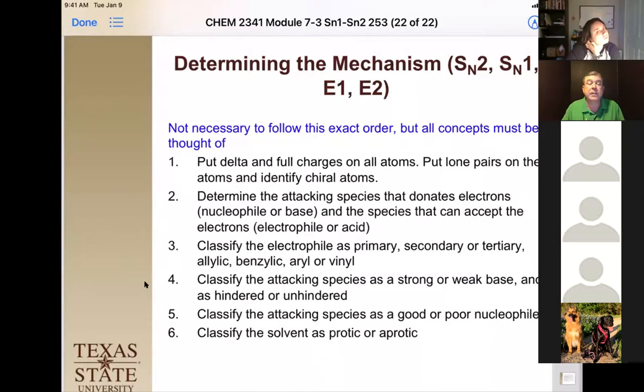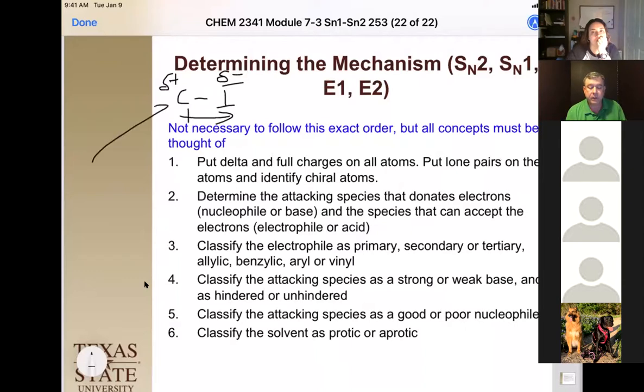And so, knowing which side is partially positive and which side is partially negative. For example, in the carbon-iodine bond, we know iodine's more electronegative, so the carbon's going to be partially positive and the iodine's going to be partially negative. So that tells you that any nucleophile that comes in is going to be attacking the carbon, not the iodine. All right, so do that.